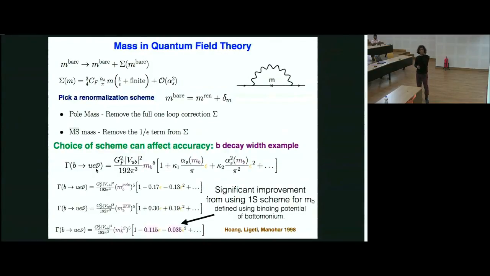And this 1S scheme is defined through the bottom anti-bottom potential of bottomonium. And so this example is trying to illustrate that this choice of scheme can really affect the accuracy of your measurement or your calculation.